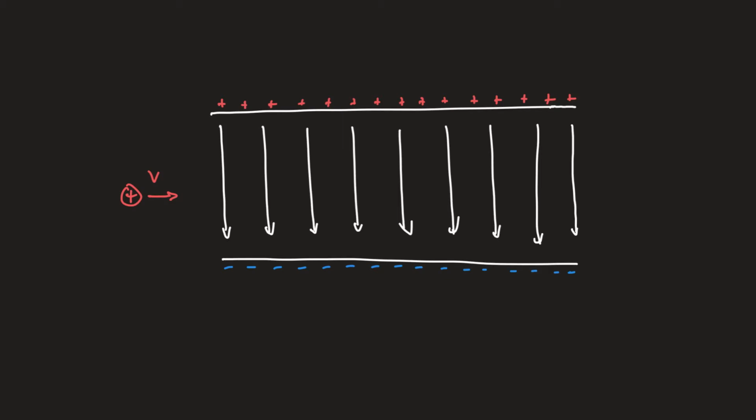So I have a positive particle over on the left moving to the right with speed v, and there's no gravitation here to worry about. We have parallel plates, and you can see we have an electric field that's pointing down.